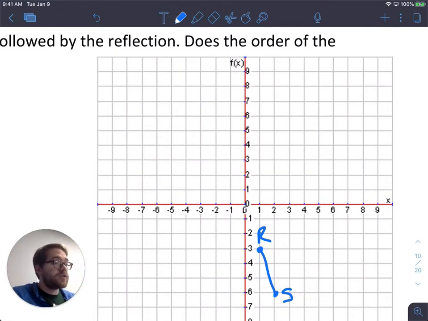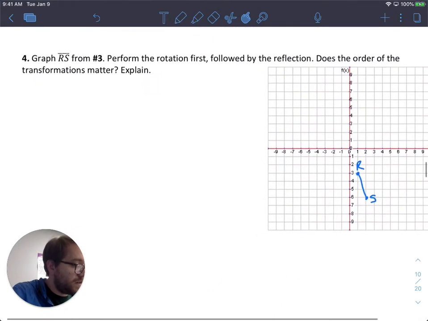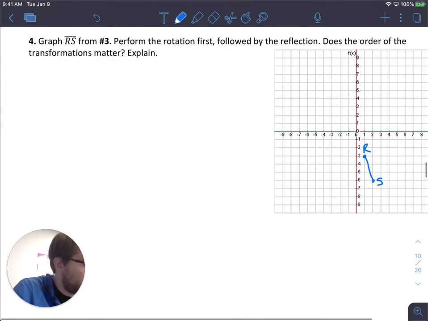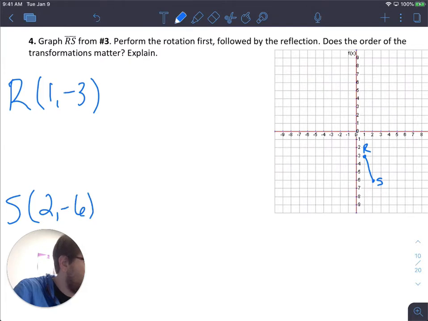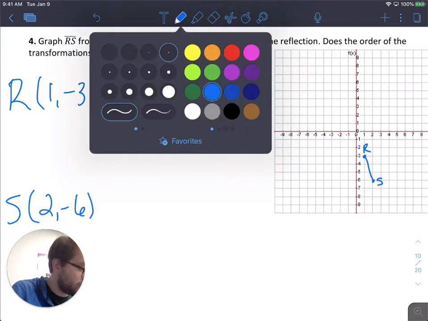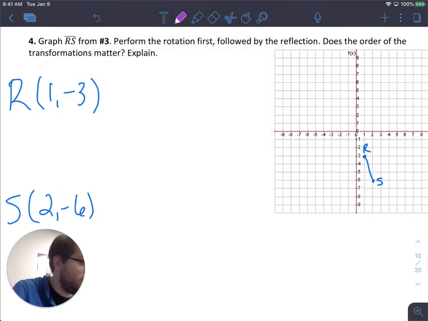And then the instructions are to rotate first and then reflect. So I'm going to do the points again, because I think that will be easier. So R is at 1, -3, and S is at 2, -6. Okay? And so we're going to use our coordinate rules to rotate and then reflect the figure.